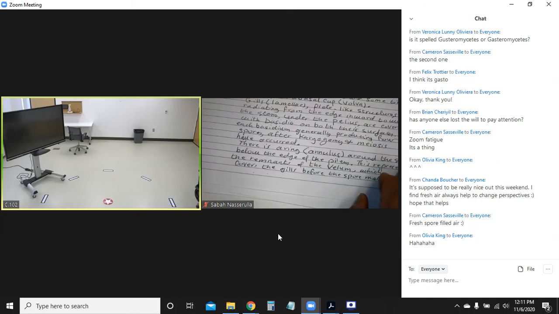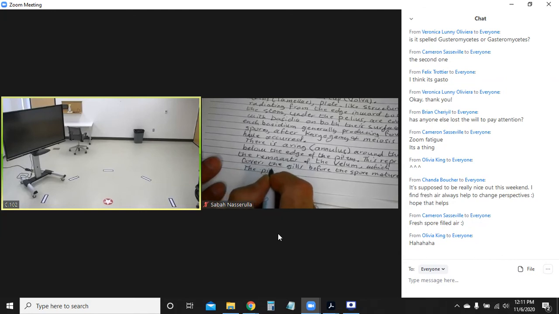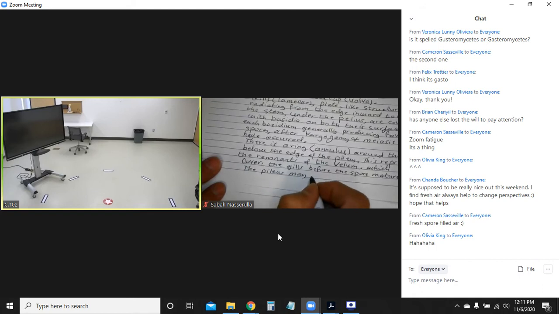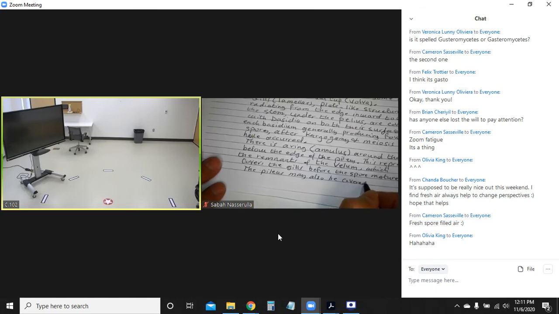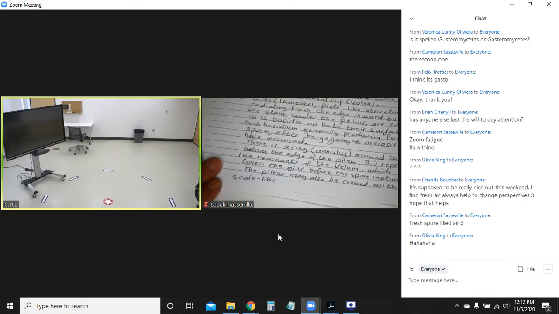Now, to mention this point, the pileus may also be covered with scale-like membranes.